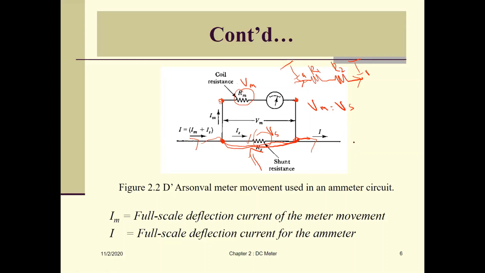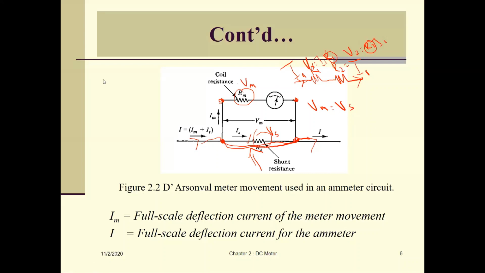But voltage in series is not the same. For example, here V1 equals I1 multiplied by R1, and V2 equals R2 multiplied by I1. So that depends on the amount of resistance here. That's why the voltage in series is not the same, but the voltage in parallel will be the same.